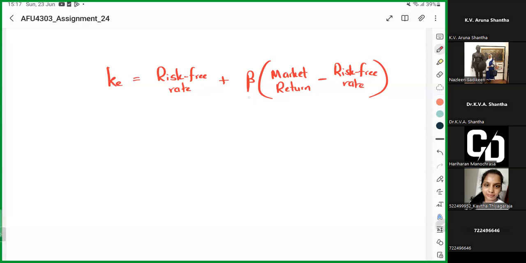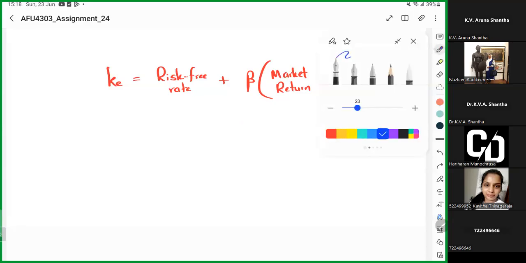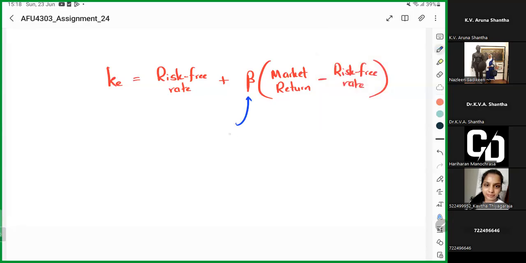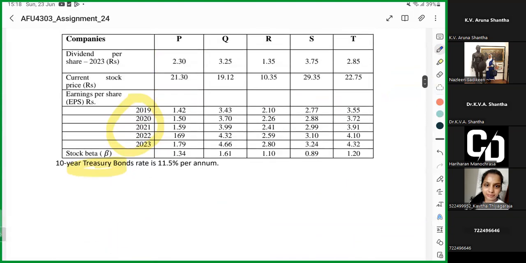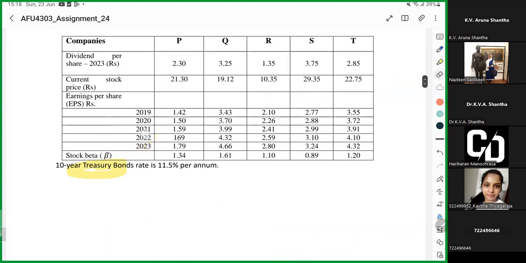Plus beta. Beta is the market risk of the company, multiplied by market return minus risk-free return. So in the assignment, those are given, right? You don't have to worry about it. Those are given.